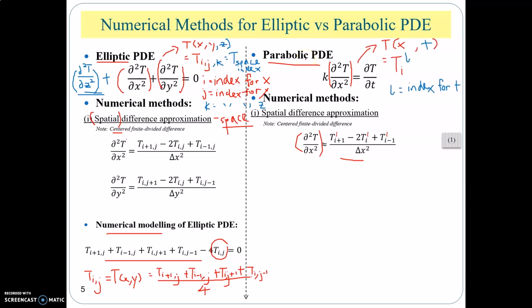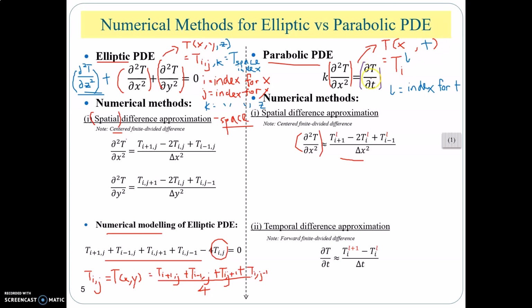In the parabolic PDE, we want to find the temperature with respect to the x dimension and time dimension. Therefore, you have T(x, t). So we can write it in the index format where the capital T indicates the temperature. You put the i, which indicates the index for the dimension x, at the subscript here, and L to be the index for the time, and we put it at the top here.